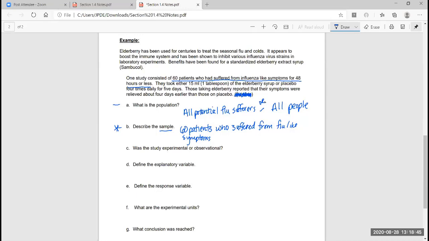acceptable. And if it isn't verbatim, I would say start with the word all and just think about, okay, when we're done, who are we going to make this recommendation to? Well, everybody can get the flu, so all people would be fine.